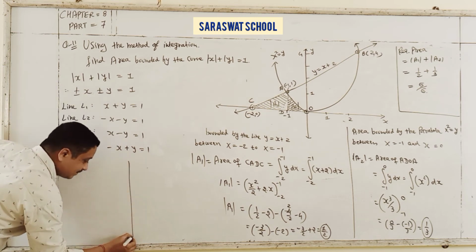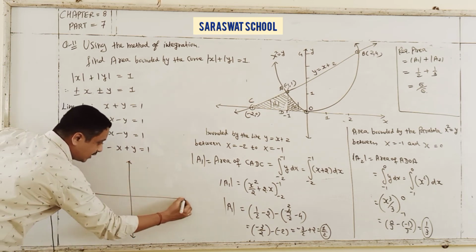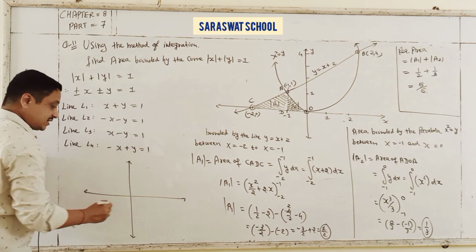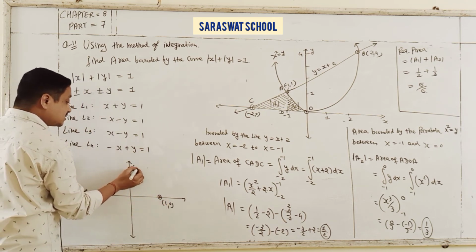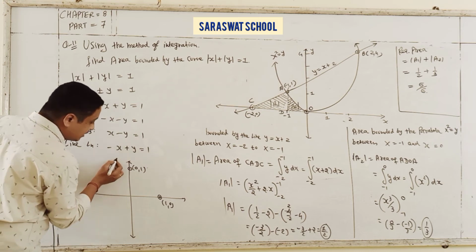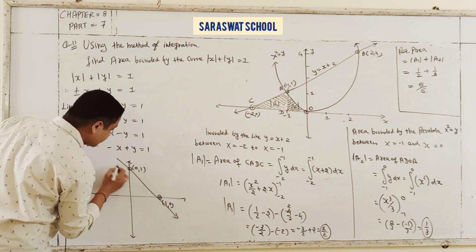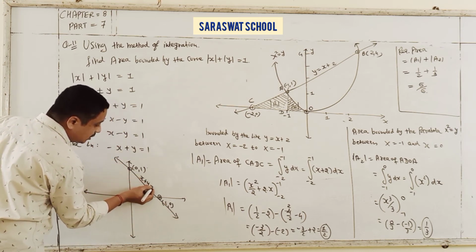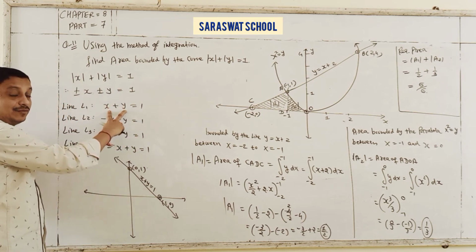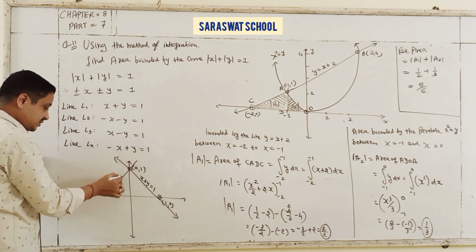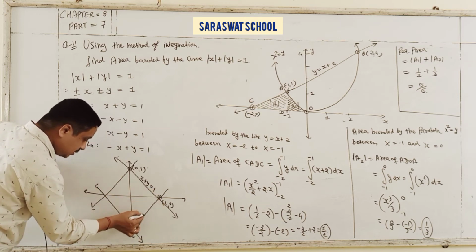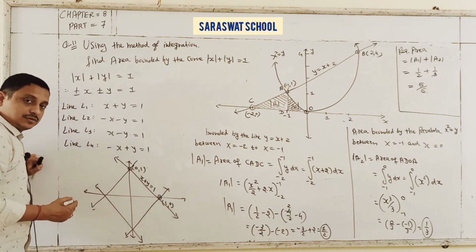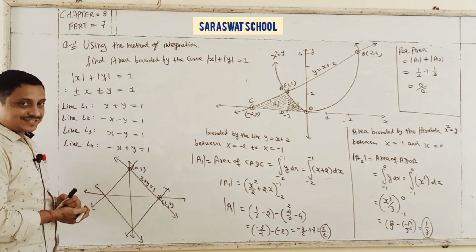Drawing ready. If x is 0, y is 1, exactly here. If y is 0, x is 1. This line is derived. It is x plus y is equal to 1, this line, L1. Similarly, students, L2 is derived, similarly L3, and similarly L4. So these are the four lines.